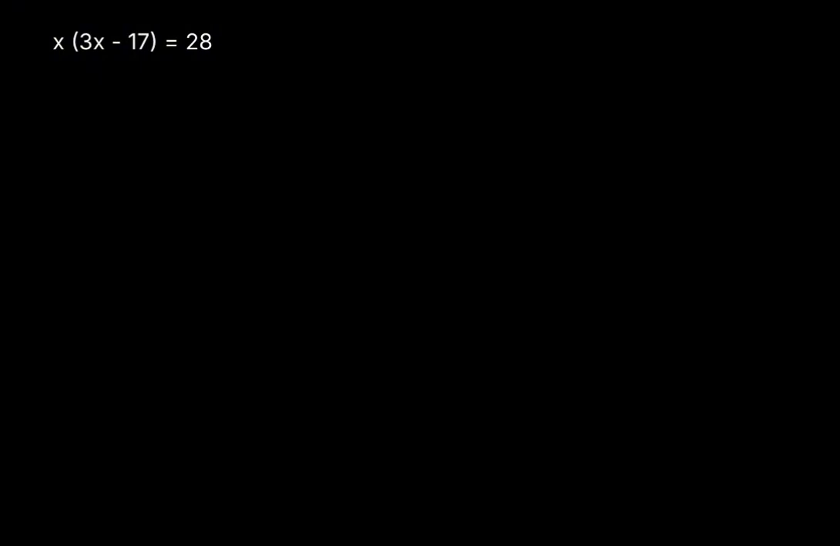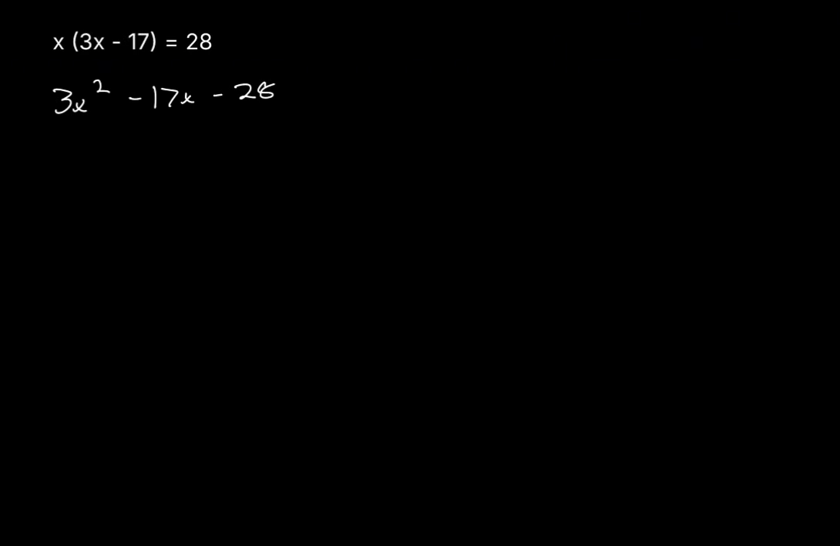Okay, so my next question. So let's start off with expanding our brackets and making the equation equal to 0. So 3x squared minus 17x is equal to 28. Okay. So the reason I'm doing this one is because we need to use another method for this, because as you can see, 17 is not a common factor of 3. So for this method, we need to multiply our a and c value.